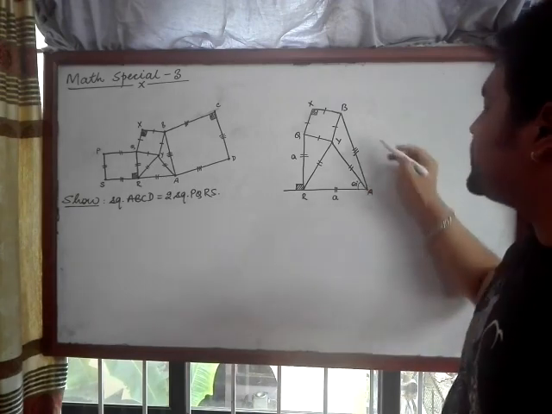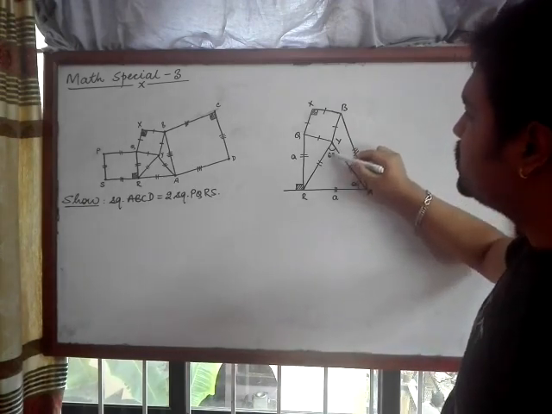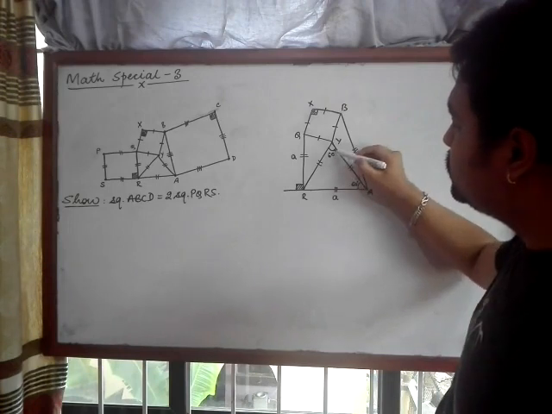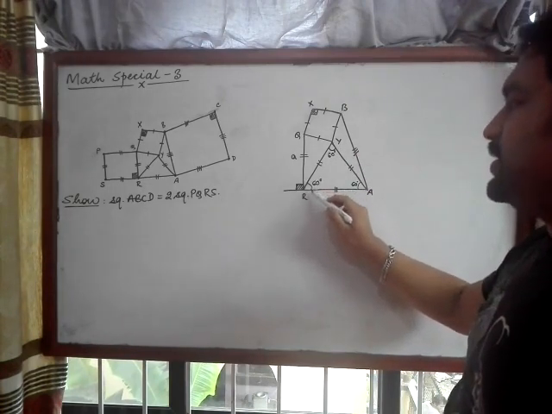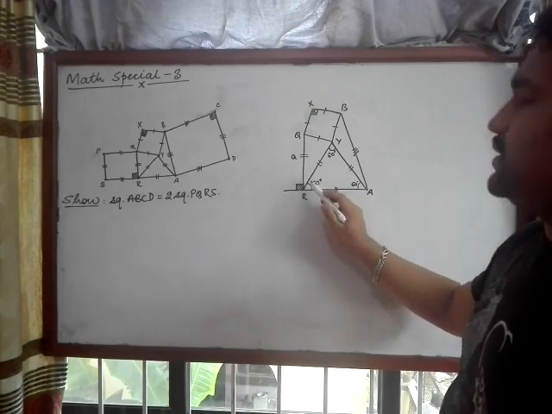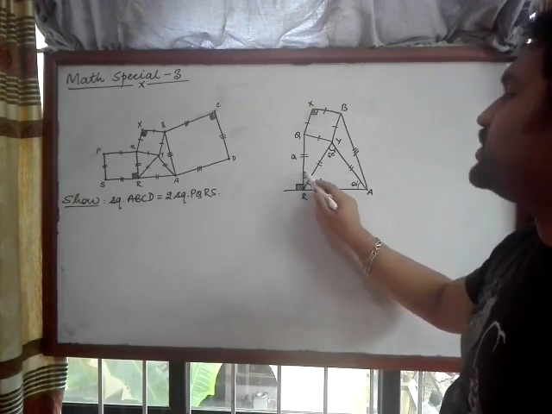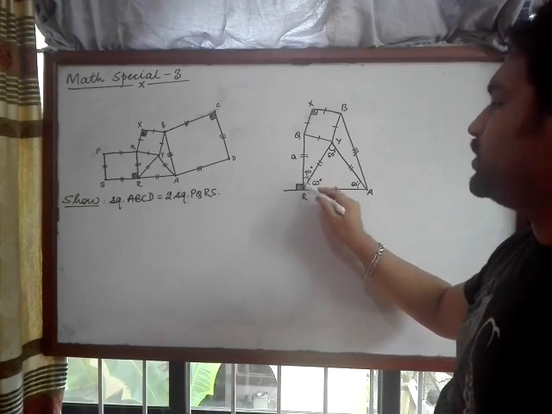Now if we look at this, this is an equilateral triangle, so each angle of an equilateral triangle must be 60 degrees. This is 60 degrees, this is 60 degrees, and this is also 60 degrees. Now this angle plus this angle equals 90. Since this is 60, this must be 30 degrees.